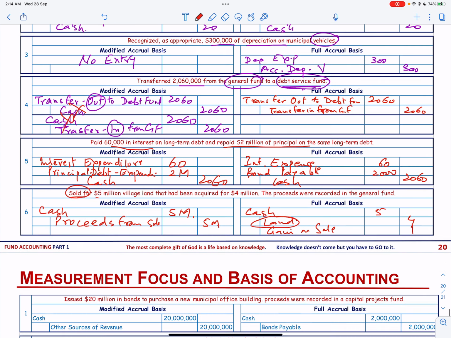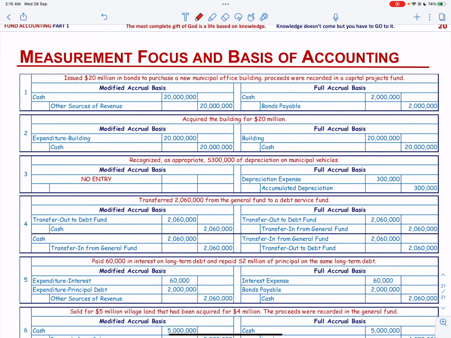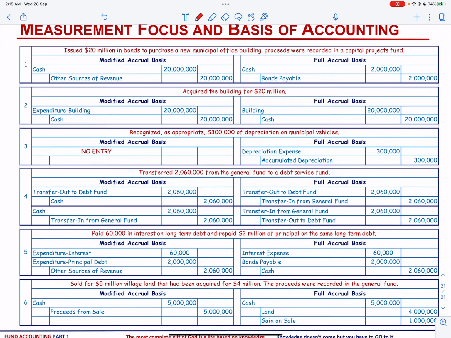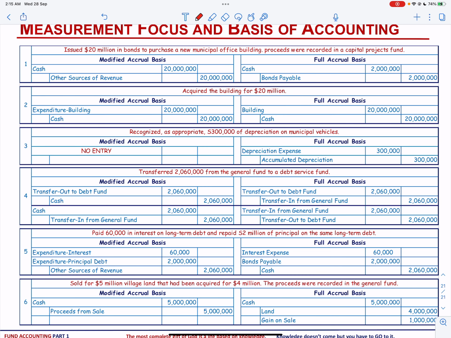I have put this again in a template in case you find difficulty in reading my handwriting, and this completes the first part on the use of fund in governmental accounting. In the videos to follow, we are going to cover governmental activities, proprietary type activities, fiduciary activities, and I hope you have enjoyed this presentation.